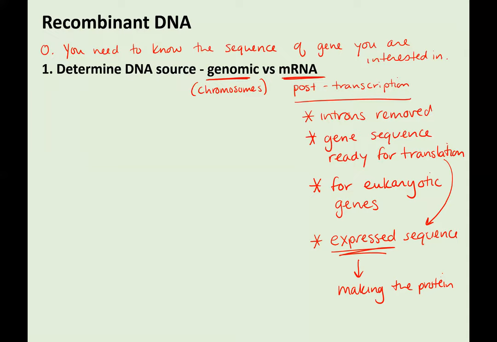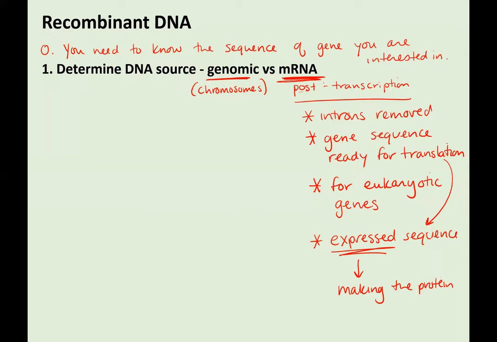The other thing that's important to understand is that a human cell might splice, remove the introns, differently than a plant cell. So if you're going to be expressing a human gene in a plant cell, say you're going to have the plant make human insulin, for instance, well, you want to still use that mRNA sequence because the plant cell may not splice, even though it's eukaryotic, the genomic information correctly. So it's always best to start with that mRNA.